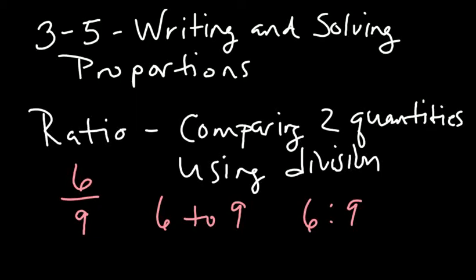3-5, writing and solving proportions. First, you have to remember what a ratio is. A ratio is when you use division to compare two quantities. You can write a ratio as a fraction with the word "to" or with a colon. Most of what we're going to see will be fractions, but sometimes we'll have to take words like this and make the fraction like this.